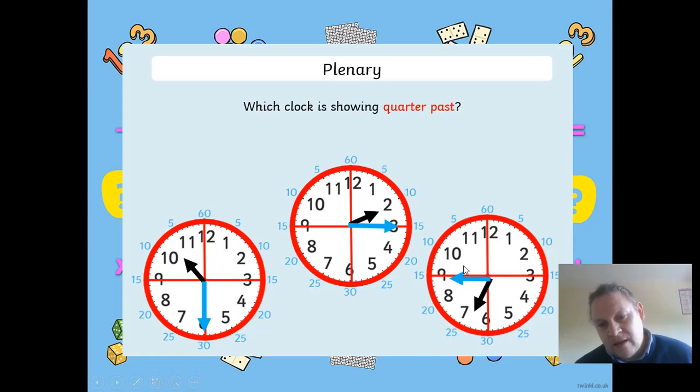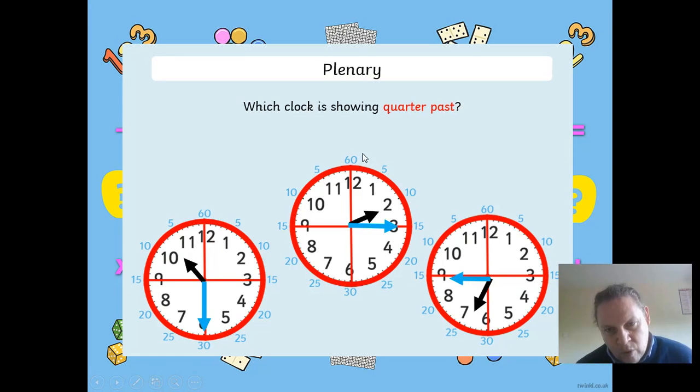Now, is this clock in the past side or the to side? Past or to? Let's think about this being the monster. The 12's the monster. Are we on our way to the monster or are we on our way past the monster? Remember, this side is past, isn't it? Because clock's traveling in this direction. As soon as we get past the 6, then we're on our way to. Okay, so it's in the to side. So it's quarter to this clock. So we can rule that one out as well.